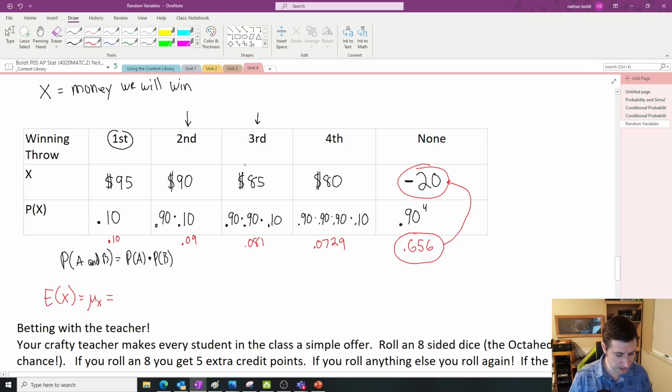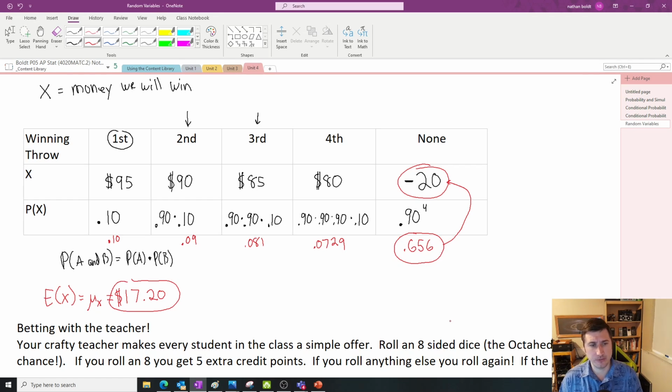And you should get $17 and about 20 cents, it looks like. 20 cents. It rounds up. So if we did this over and over and over again, on average, we would make $17.20. It's actually not very good for the carny. They might want to rethink their balloon placement.